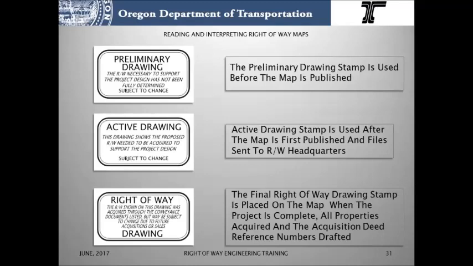Now, once all the properties have been acquired and the project's done, we've gone through and done all the deed recording, we put the acquisition deed reference down, and then the active drawing stamp is replaced with a right-of-way drawing stamp. It says that the right-of-way shown on this drawing was acquired through the conveyance documents listed, but may be subject to change due to future acquisitions or sales. All three of these stamps say somewhere "subject to change," which indicates that this map is not a final product, and it does change.